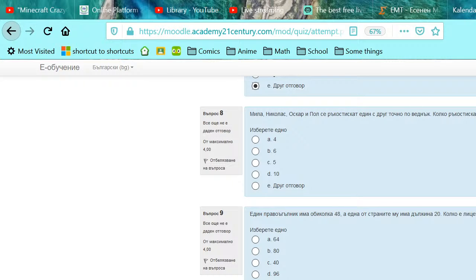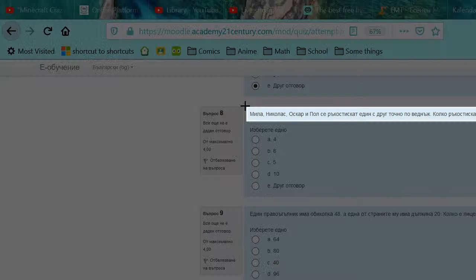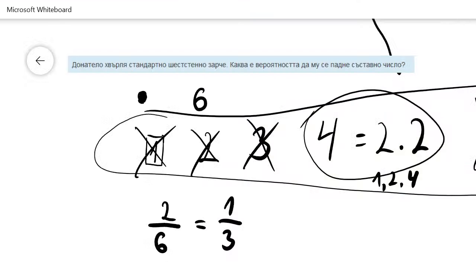The next one. Just screen snippet. I don't know if you're seeing that I'm screen snipping my screen, but whatever.